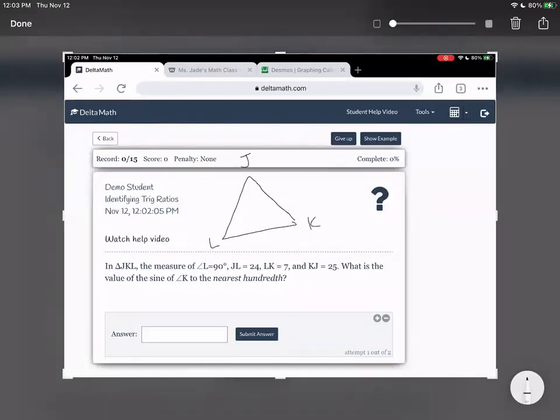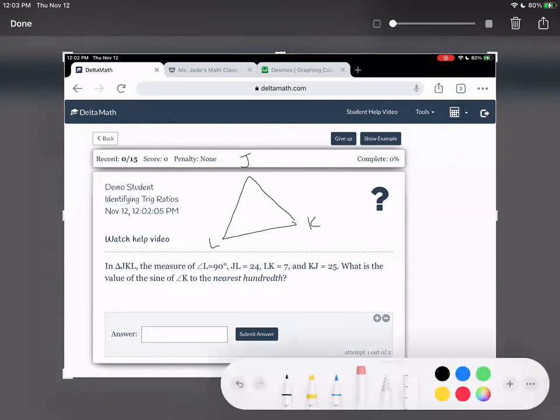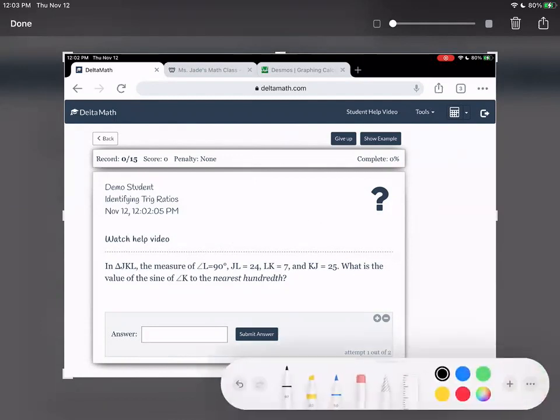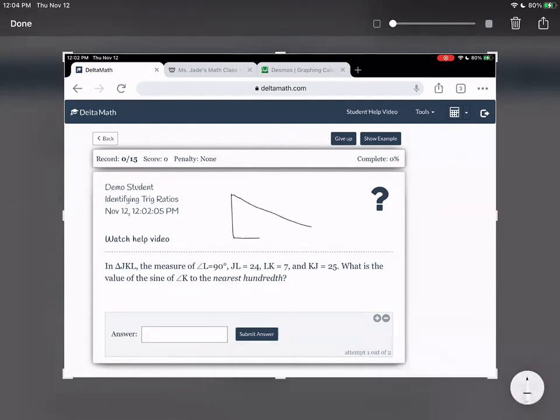Okay, sorry, that's not a nice picture, so let me redo that. We need a right triangle. There we go. Here's my 90 degrees right triangle. L is 90 degrees, so this one's L. The others are just J and K.